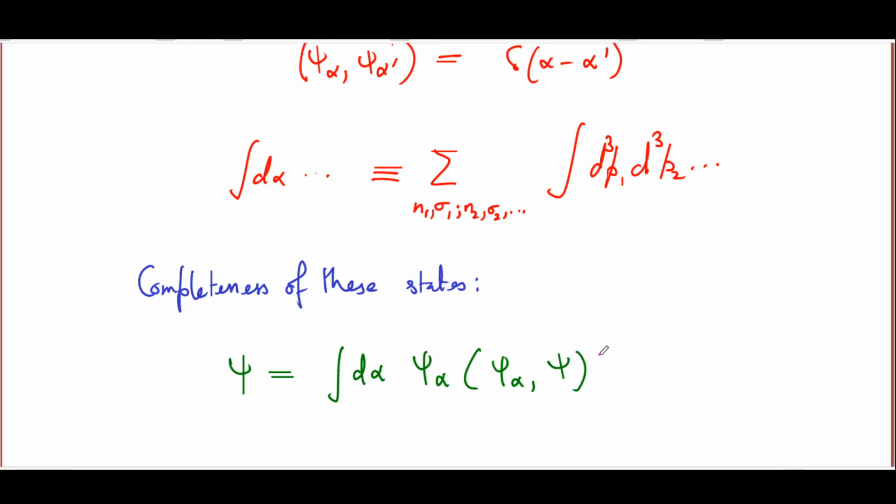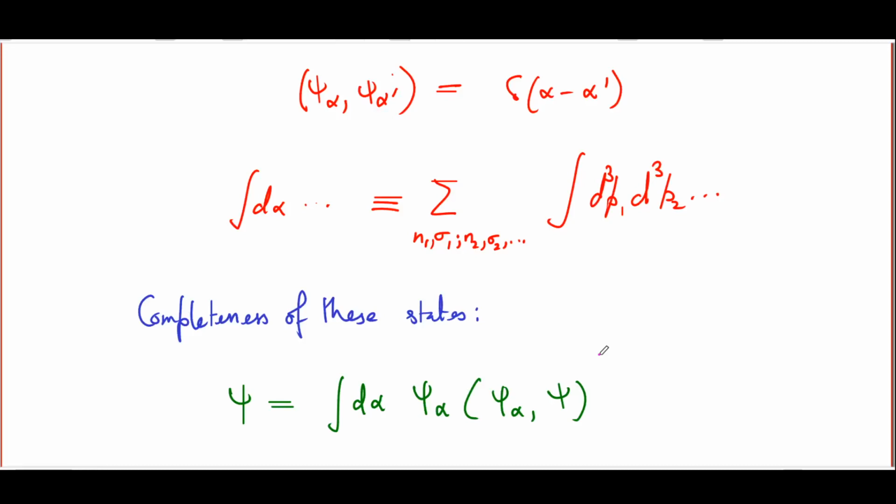Any state psi can be written down as a superposition of states psi alpha. The superposition here would be a discrete superposition over the sigma values and the n values, and a continuous superposition over the p values, which has been denoted here by this integral over d alpha, and the superposition coefficients will be the inner product of the state psi alpha with the particular state psi. This is just a generalization to multi-particle states of the standard completeness relationship that we have for single particle states in ordinary quantum mechanics. And this formula is going to be very important in what's going to come.